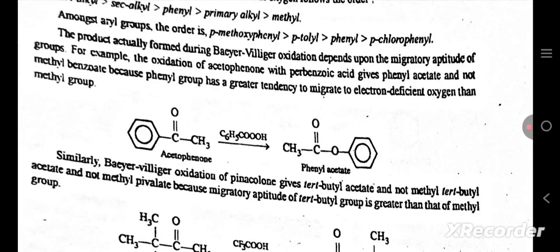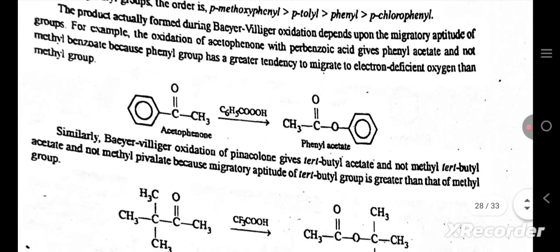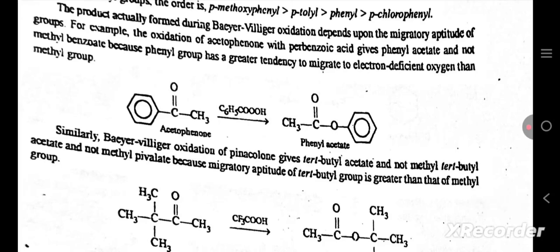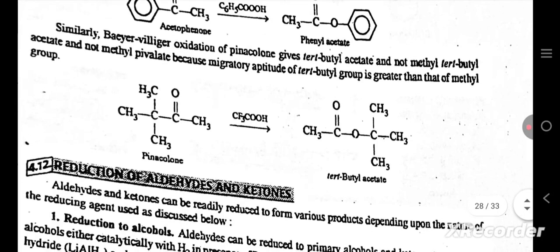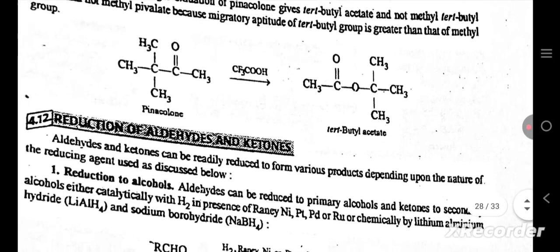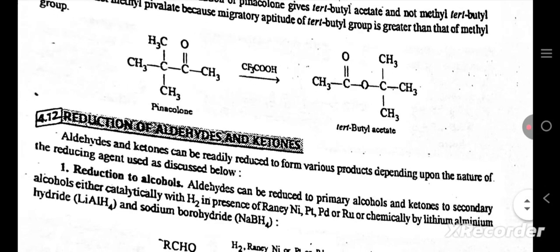The product actually formed during Baeyer-Villiger oxidation depends upon the migratory aptitude of groups. For example, the oxidation of acetophenone with perbenzoic acid gives phenyl acetate and not methyl benzoate because phenyl group has a greater tendency to migrate to electron deficient oxygen than methyl group. Similarly, Baeyer-Villiger oxidation of pinacolone gives tert-butyl acetate and not methyl pivalate because migratory aptitude of tert-butyl group is greater than that of methyl group.